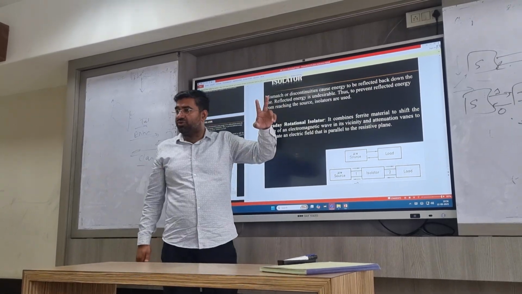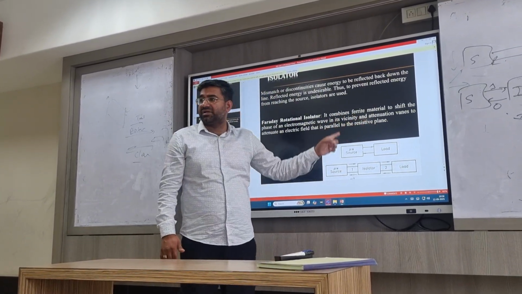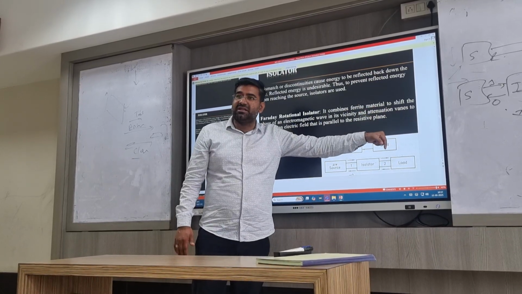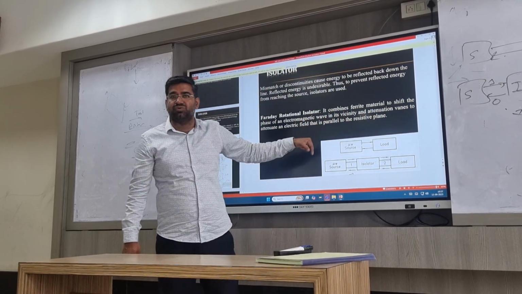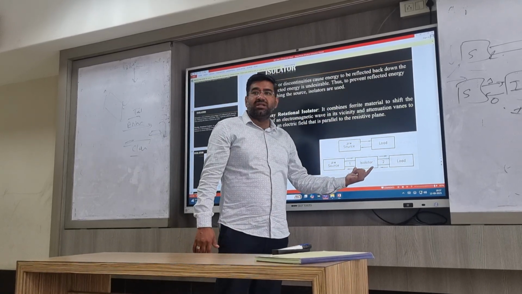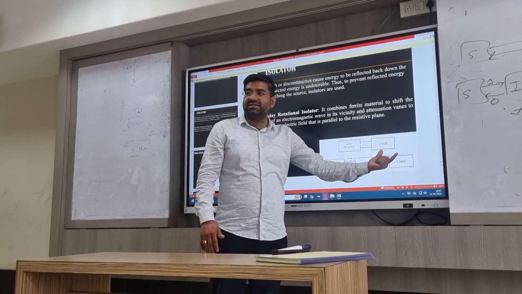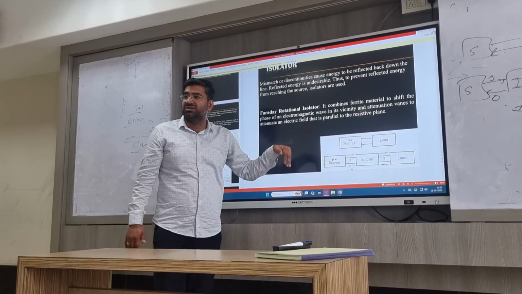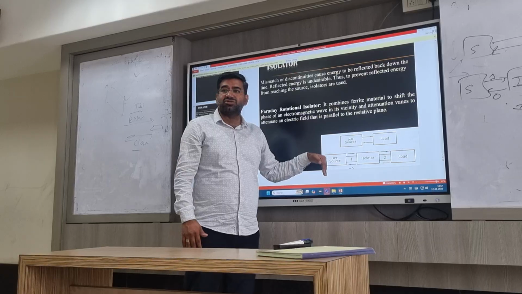Isolator, two ports, which is connected between the source and load. Why is it connected? In case of any mismatch, the signal returns back from load towards the source. To overcome this drawback, we have connected the isolator in between the source and load. In case there is a mismatch from the load side, it should not reach back towards the source, meaning reflectance is equal to 0.